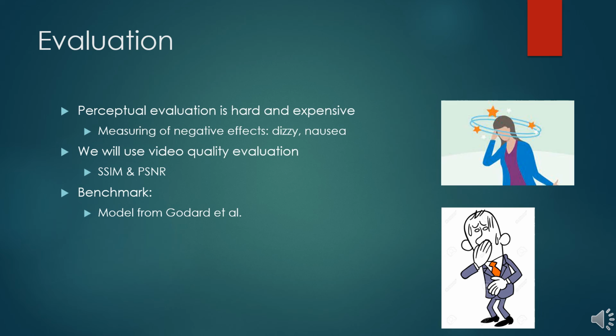Instead, in this project, we will use video quality evaluation, and the two most popular metrics we will use are SSIM and PSNR. In particular, we will compare the synthetic image with the ground truth image, and the differences will be shown in SSIM and PSNR values. To benchmark the performance of our model, we will compare the images generated from our model with images generated from the most recent work, the work from Goddard et al.